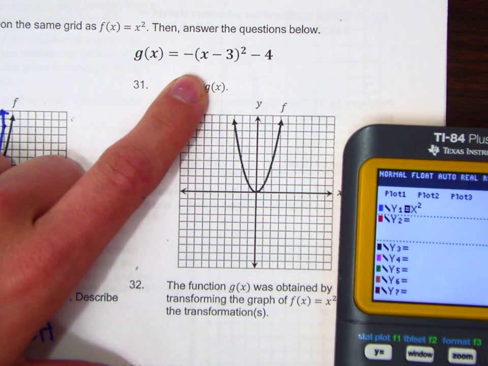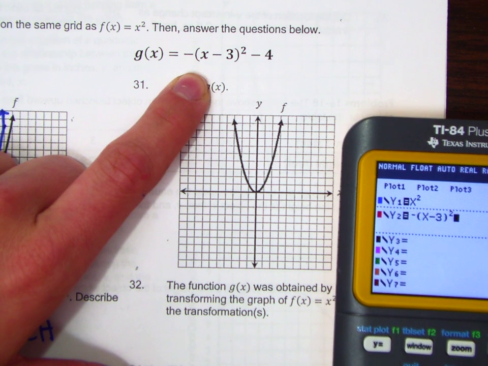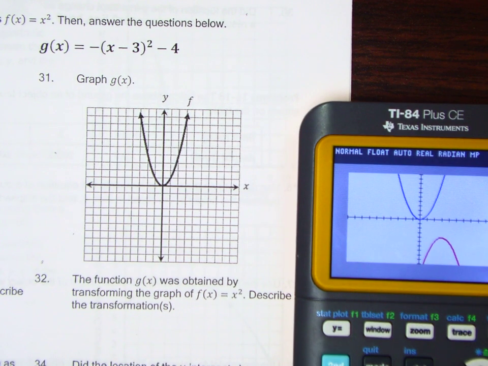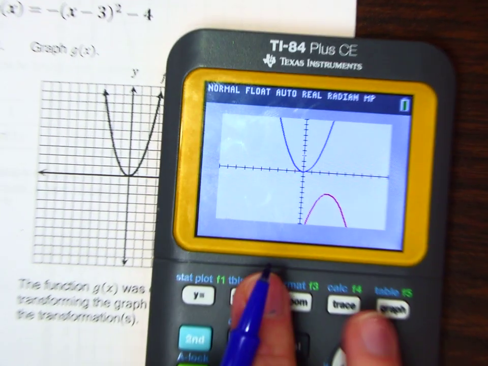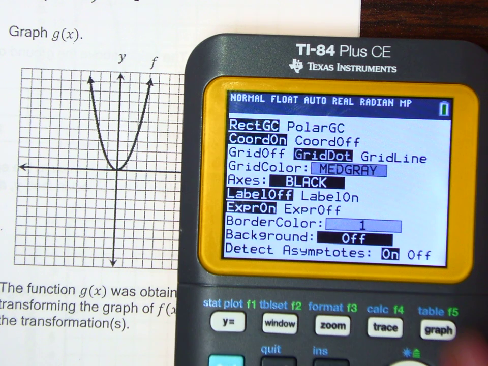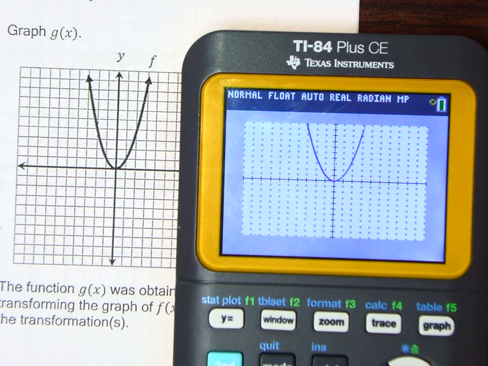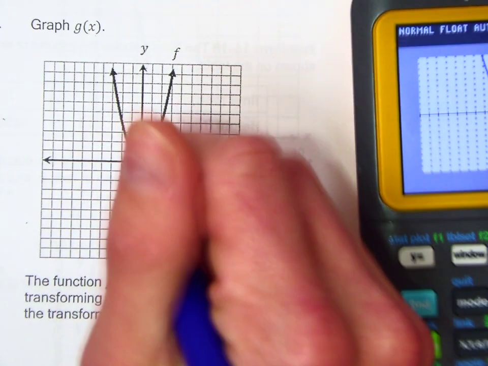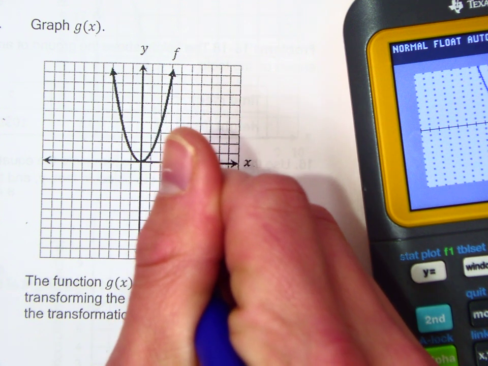All right, so now I'm going to graph this one. Negative x minus 3 squared minus 4. There's my original. All right, there's my new one. So this one did a couple things. Remember, if you want to change so you get the dots or the lines, second format and go to grid dot. And then you get all the dots, which I know looks a little crazy, but it makes it a little bit easier to count. So you can see that this one moved right 1, 2, 3 and down 1, 2, 3, 4.